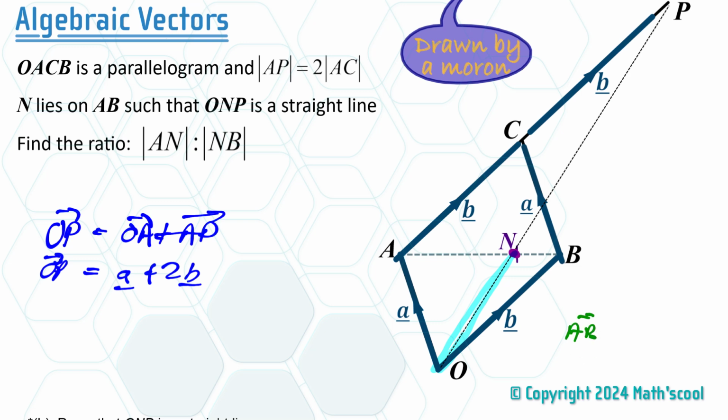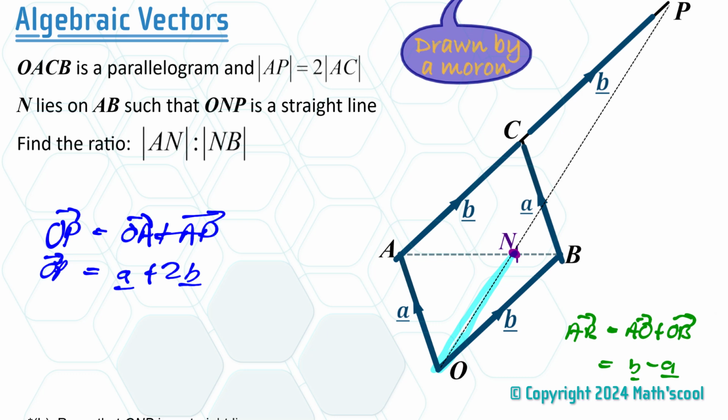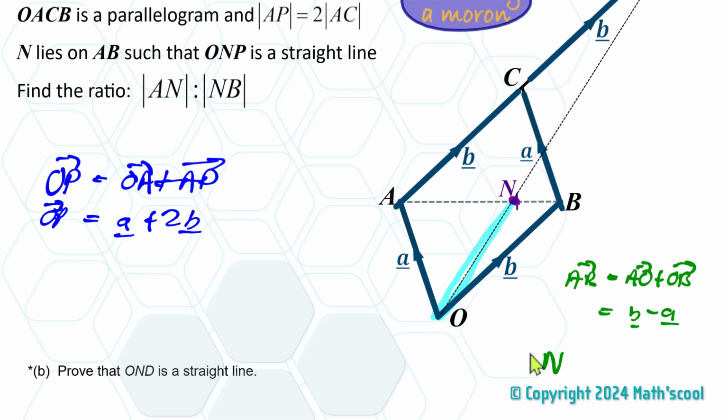A to B is A to O plus O to B, and so that's going to be negative A plus B, B minus A. And then what I'm going to do is say A to N isn't all the way along there. It's just part of the way along there. So I'm going to say A to N is some fraction of A to B. I was thinking a half, but it's clearly not a half. And then I was thinking 3/4, and I thought, well, is that 3/4 or is it 4/5? And then I realised I don't actually know.